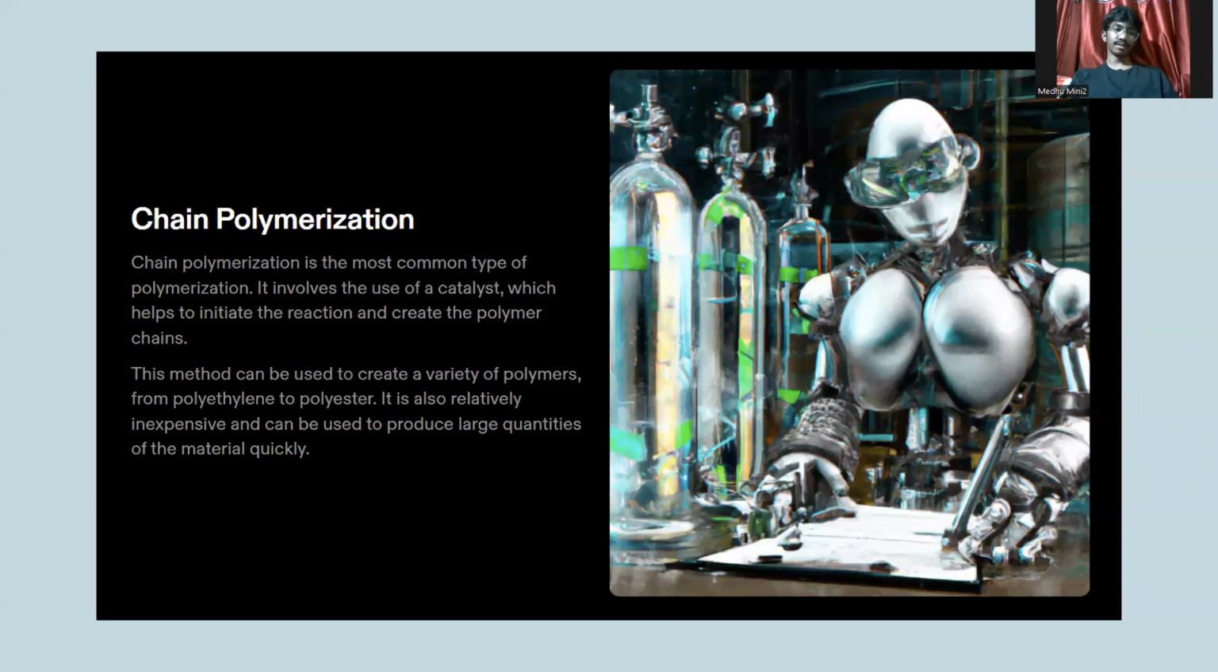Chain polymerization. Chain polymerization is the most common type of polymerization. It involves the use of a catalyst which helps to initiate the reaction and create the polymer chains. This method can be used to create a variety of polymers from polythene to polyester. It is also relatively inexpensive and can be used to produce large quantities of the material quickly.